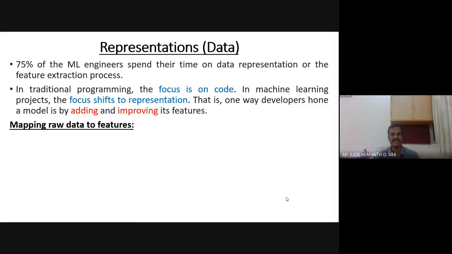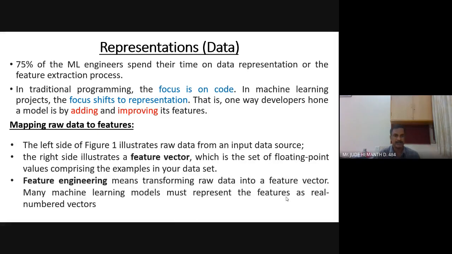Now we will see some simple methods. Maybe it will be useful for your mini project or project work. I'm not going into the higher level of feature representation, but we will see a simpler representation for any beginners.